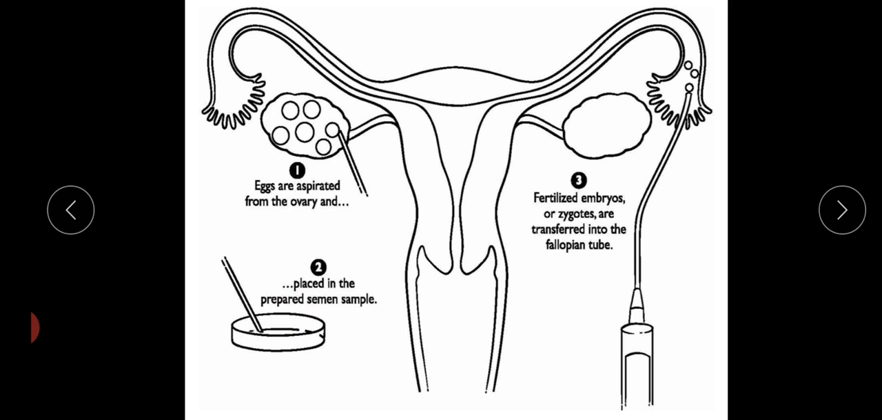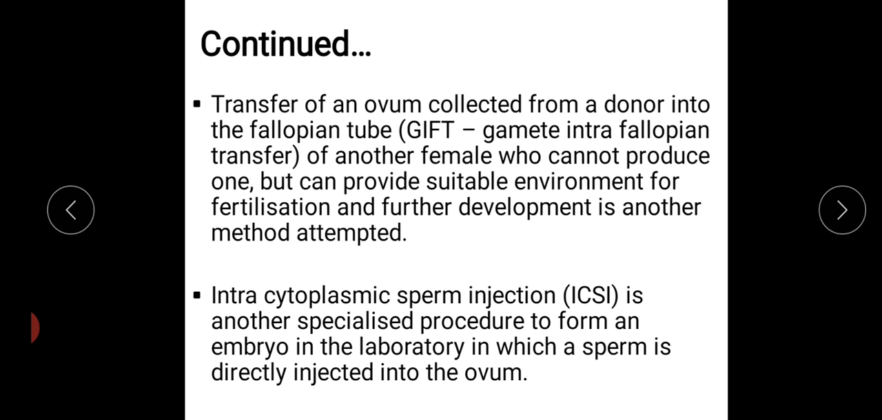Now fertilization is being done over here in this plate, because it is having eggs and semen is being added. After fertilization, zygote will be there. So zygote will be transferred into the fallopian tube with the help of cannula. So, transfer of an ovum collected from a donor into the fallopian tube. Sometimes GIFT is also there. ZIFT is where the fertilization has taken place in vitro, that means outside the body, and then the zygote or the developed embryo is transferred to the fallopian tube.